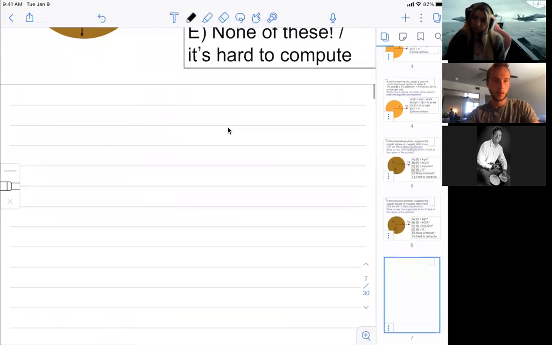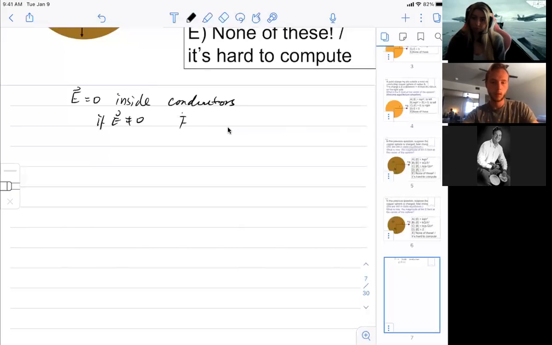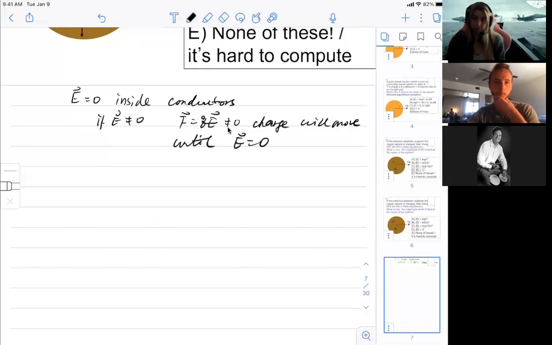So my argument for conducting material is that E is always 0 inside conductors. And why is that? Because if E is not 0, then the free-to-move charges will feel this force, and the charges will continue to move and redistribute until the E is 0 inside, and then they reach a static equilibrium situation.